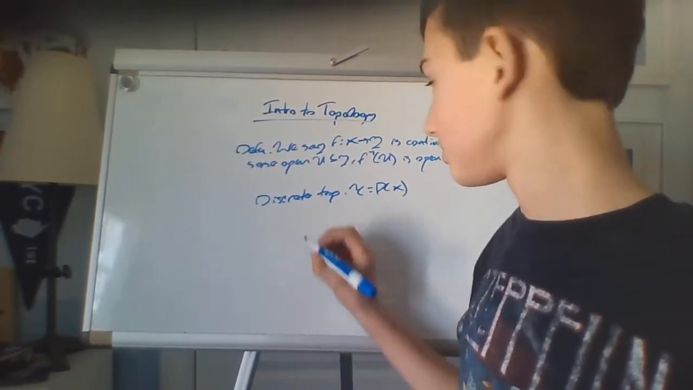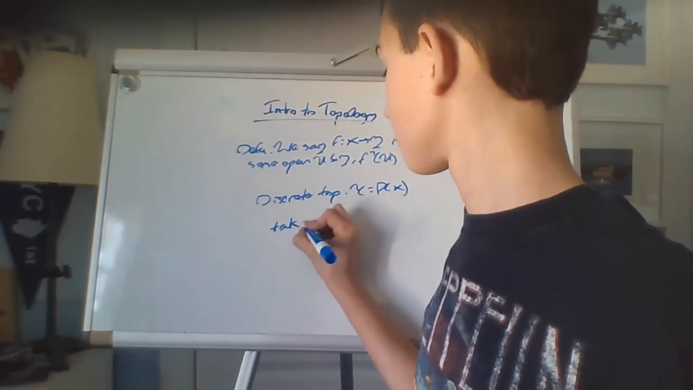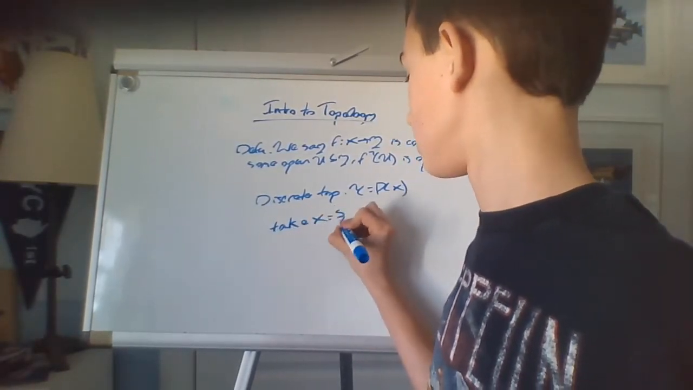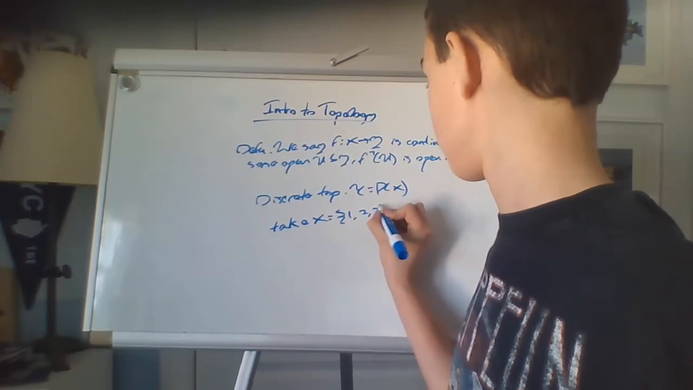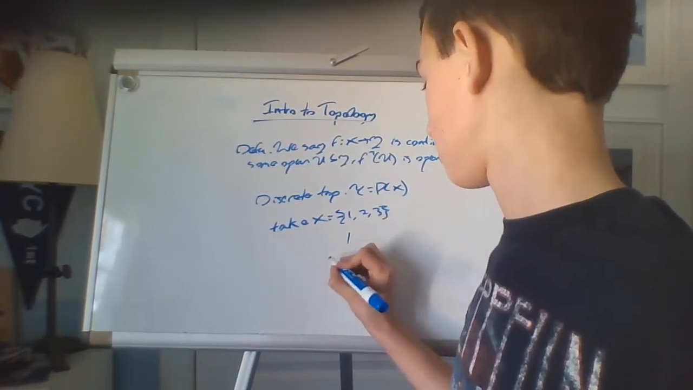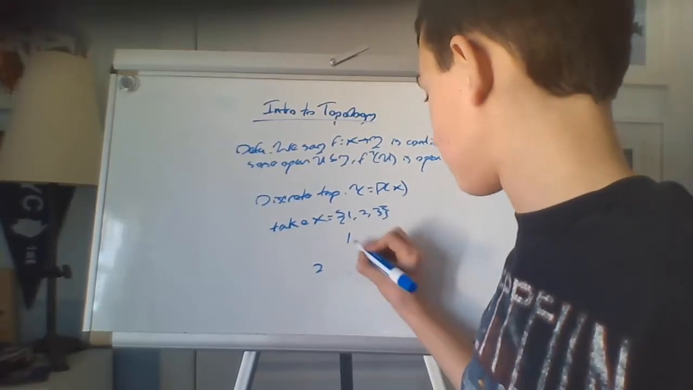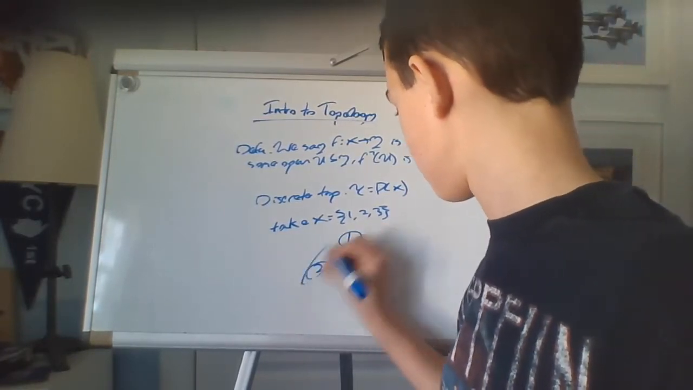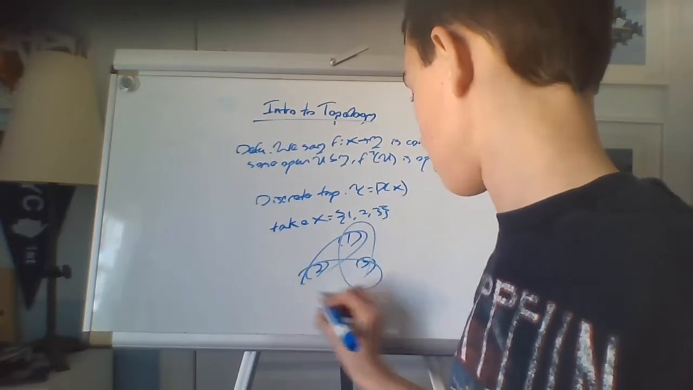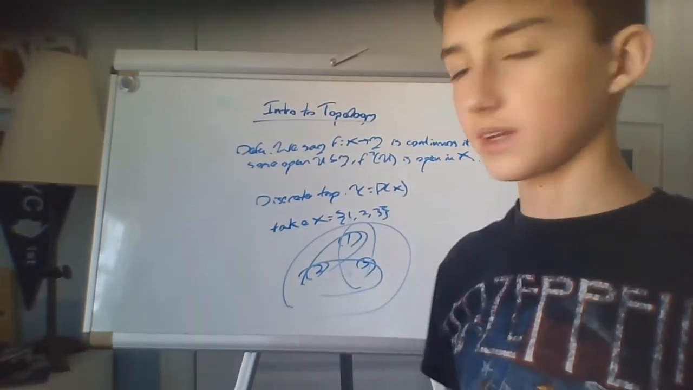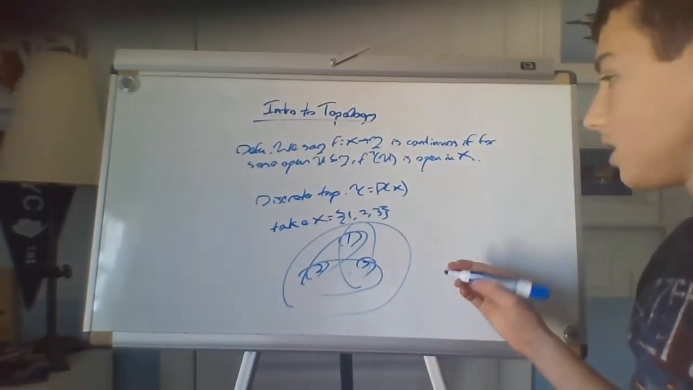So for example, take X as {1, 2, 3}, the set containing 1, 2, 3. Then all of the possible subsets: {1}, {3}, {2}, {2, 1}, {1, 3}, {2, 3}, and then of course the entire set itself, by definition, because that's a requirement.